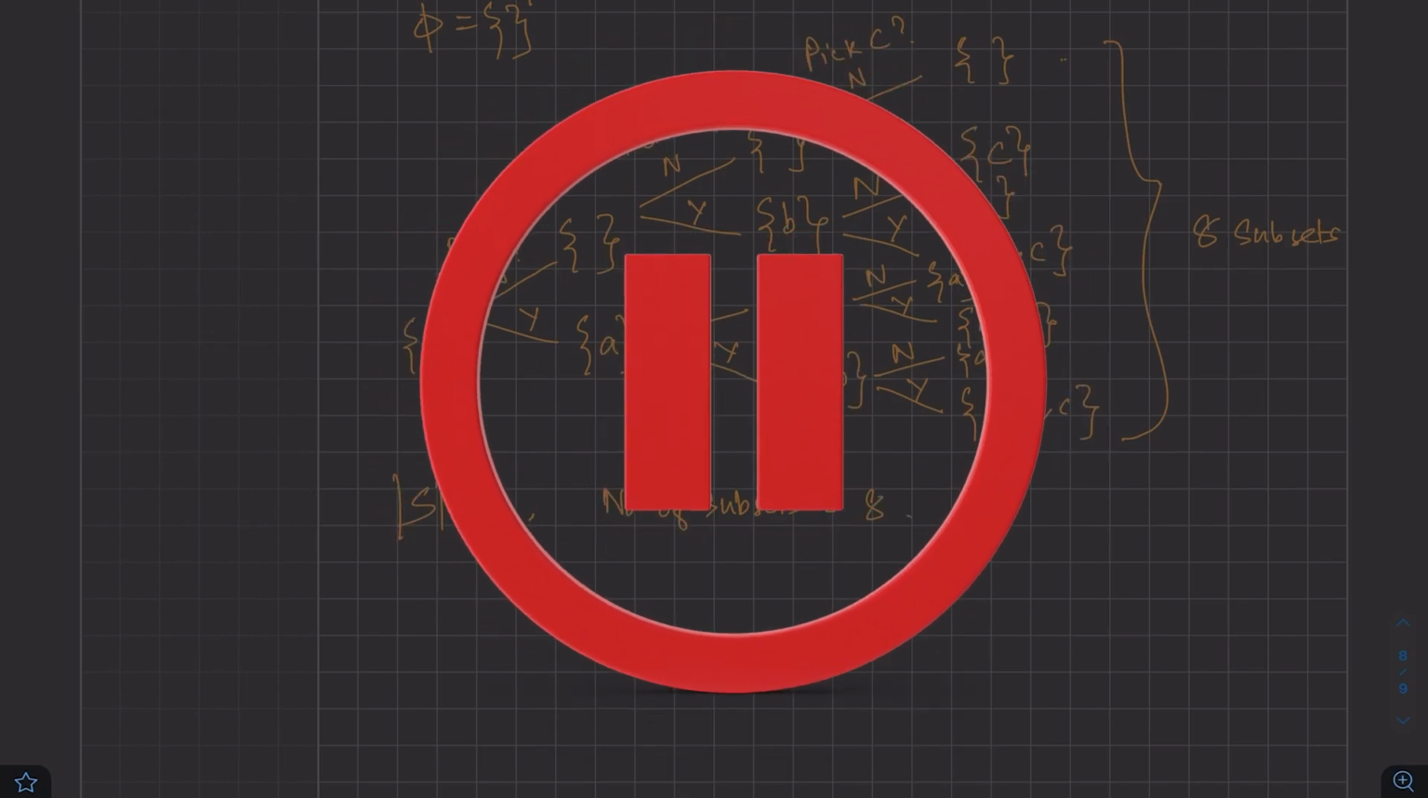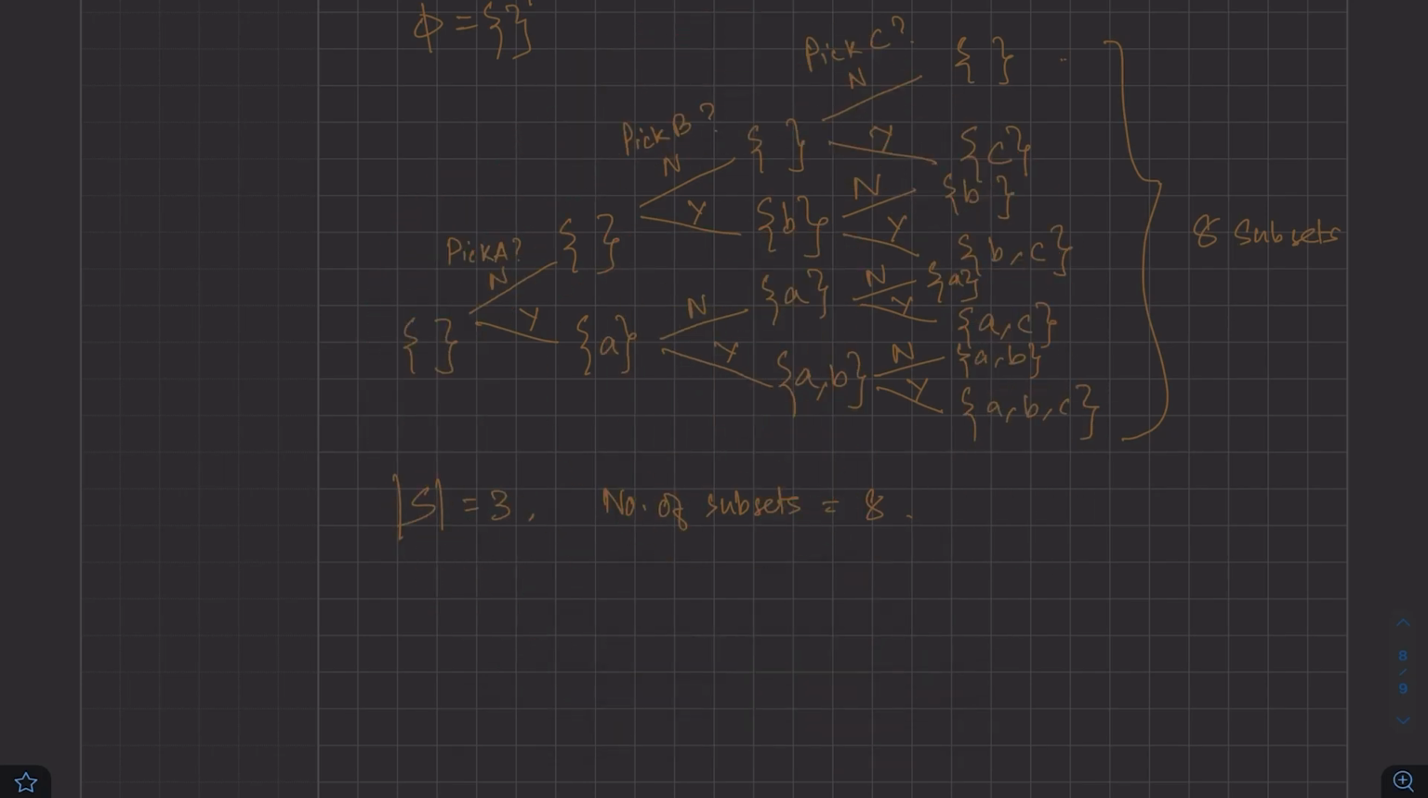I would like you to pause the video, take a little bit of time and think about if S had 4 elements. Try to draw this tree out and check how many subsets you end up with. Similarly, if S had 5, please check how many subsets you end up with. Please explore this way of visualizing the tree and try to come up with the number of subsets. Do you see a pattern?